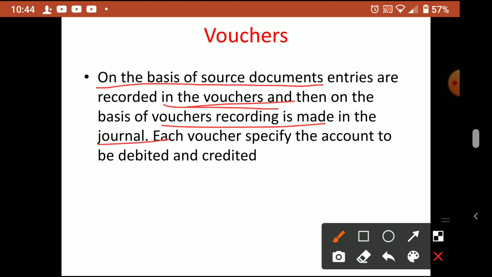So actually we have to do only the journal part, but before doing the journal, you should know about source documents and vouchers, because with the help of source documents and vouchers only we will prepare the journal. Each voucher specifies the account to be debited and credited. Each business organization can make vouchers, and vouchers will clearly mention which account is debited and which account should be credited.